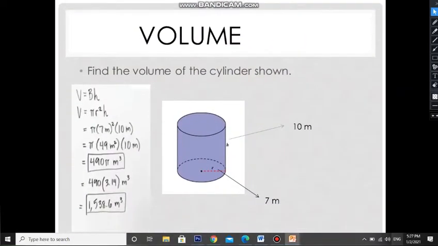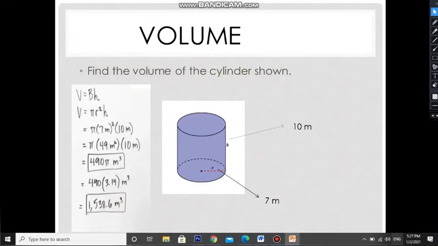Now I will give you an example: find the volume of the cylinder shown. First of all, we know that the volume of a cylinder equals pi r squared h, equals pi times 7 meters squared. Why do we put 7 meters? Because the radius is equal to 7 meters, and the height equals 10 meters, equals pi times 49 meters squared times 10 meters. 49 times 10 equals 490 pi meters cubed.